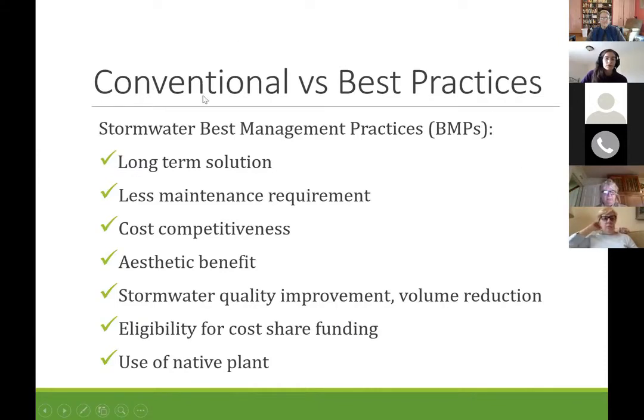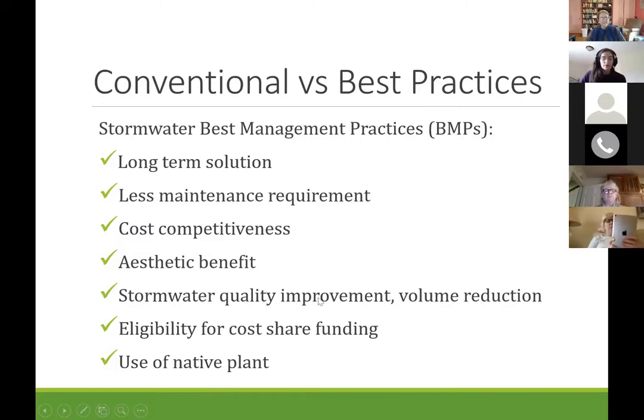So the conventional ones that we just discussed versus these best management practices, which I kind of call low impact design or the more green type of solutions. So our stormwater best management practices we'll talk about. You might have heard of rain gardens as a term. That's one type of solution.